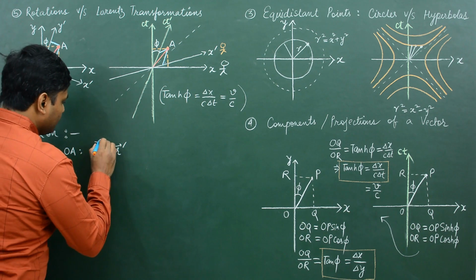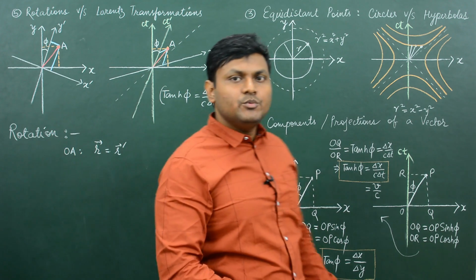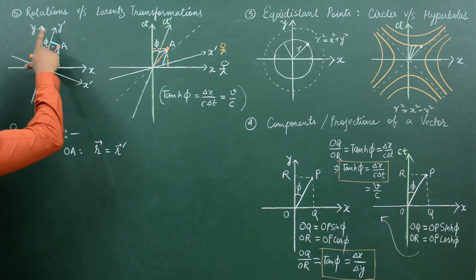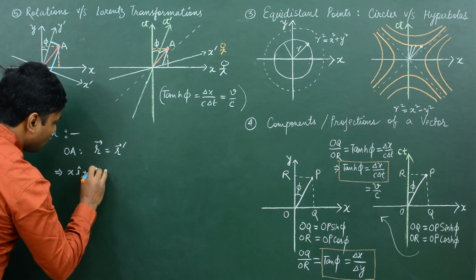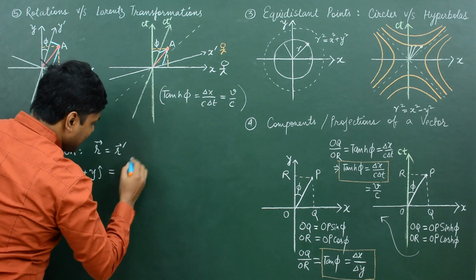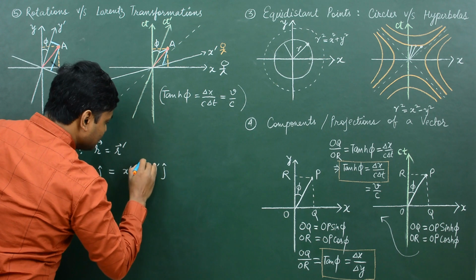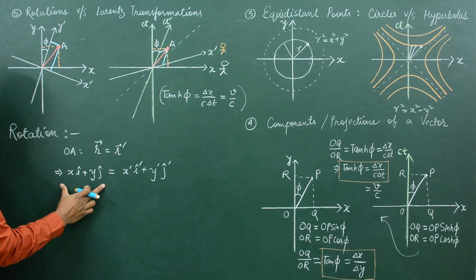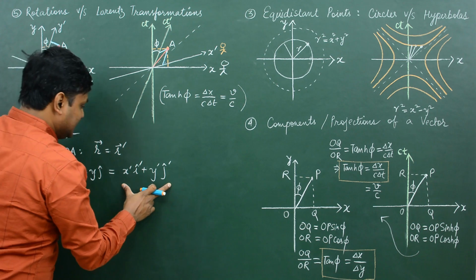So even though it's the same vector and their lengths are the same, their components with respect to the new axes will be different. For the original set of axes, R will simply be x i cap plus y j cap. But in the new rotated axes, R dash will be equal to x dash i cap dash plus y dash j cap dash. So this is the same vector in the original xy axes, and this is the same vector in the rotated x dash y dash axes.